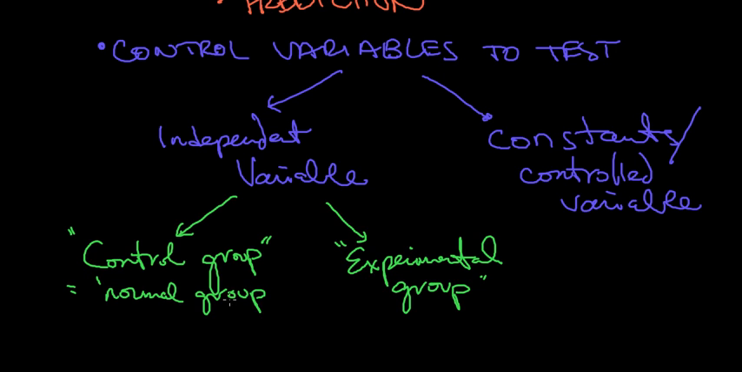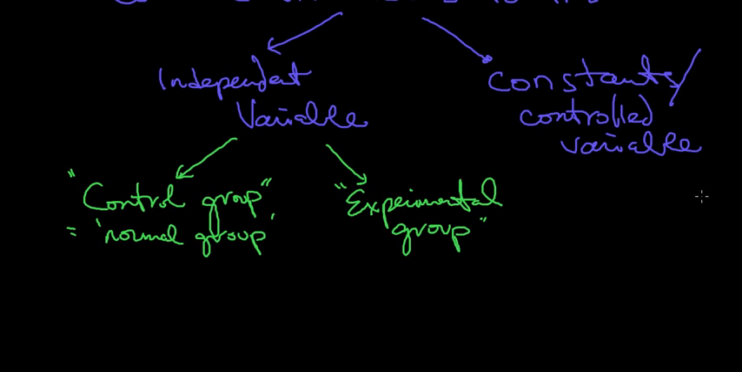If you didn't have a control group, you have no idea if your data means anything. So this is the normal group you're going to compare to. So it could be the normal amount of whatever independent variable you're going to change, or it could be no value for the independent variable, so you're not giving it any of that treatment. But the experimental group, and I'll write, actually, I should write an S there, experimental groups. It could be more than one group.